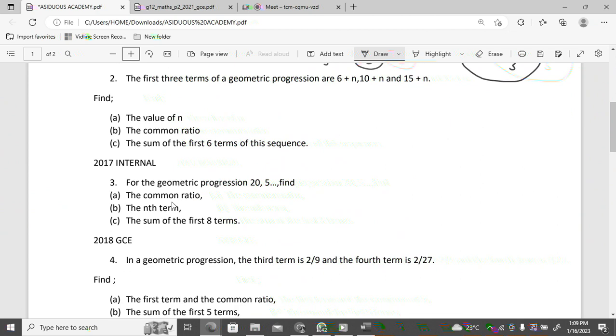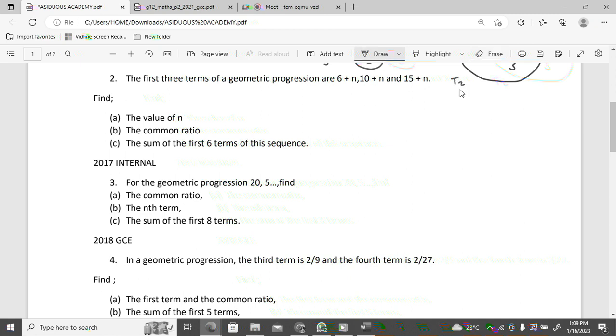Okay, let's look at this one. The first three terms of a geometric progression are 6 plus n, 10 plus n, and 15 plus n. Now the first one, find the value for n. So in the same way, we're going to say second term over first term. You always say second term over first term.